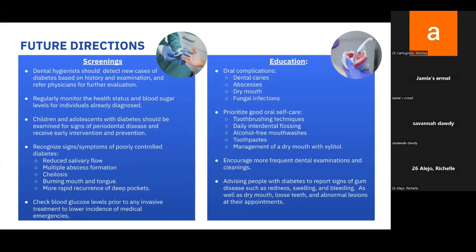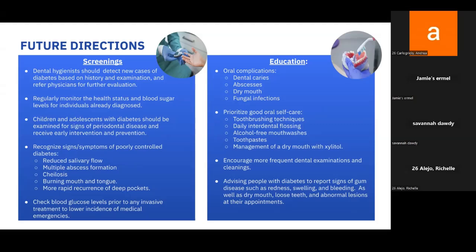Education. A study of dental patients with diabetes revealed that 85% of dental patients with diabetes never received information about how diabetes impacts oral health, and 83% were unaware of this connection. Educating patients about this link is crucial because it can lead to serious oral complications besides gum disease, such as cavities, abscesses, fungal infections, and dry mouth.